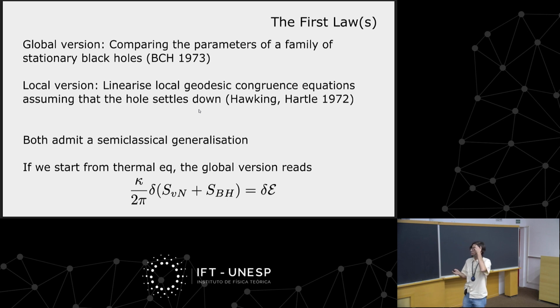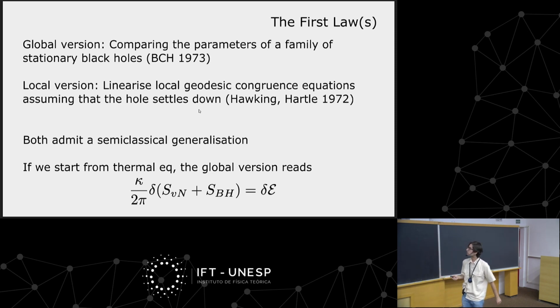What turns out is that both versions admit a semi-classical generalization if you replace Einstein's equations by a semi-classical version of it. Here I write the global version in an intuitive way. If matter outside is in thermal equilibrium with the hole, then it looks like a temperature T times the variation of the sum of entropies, the entropy of the exterior and the entropy that appears in the laws of black hole mechanics, the Bekenstein-Hawking entropy. That sum gives you the variation of the energy as measured at infinity.